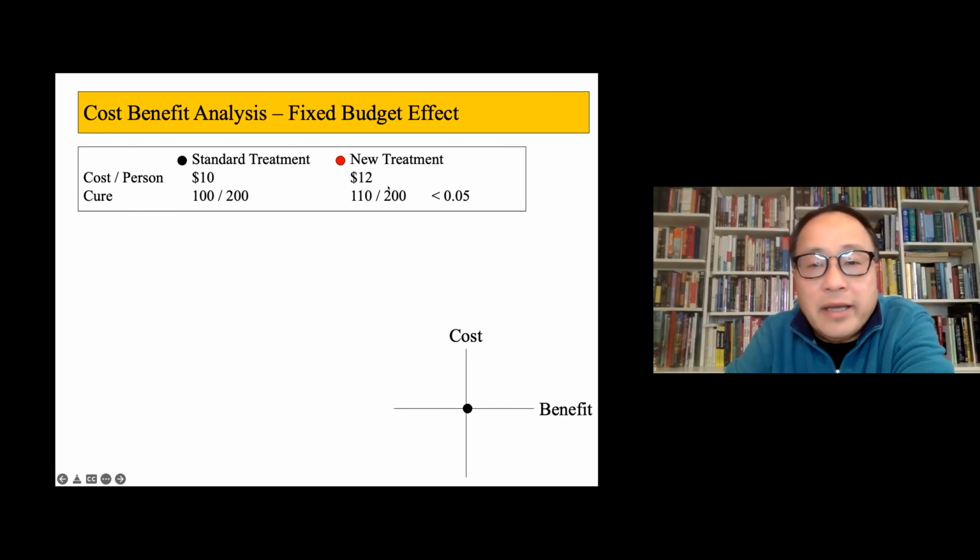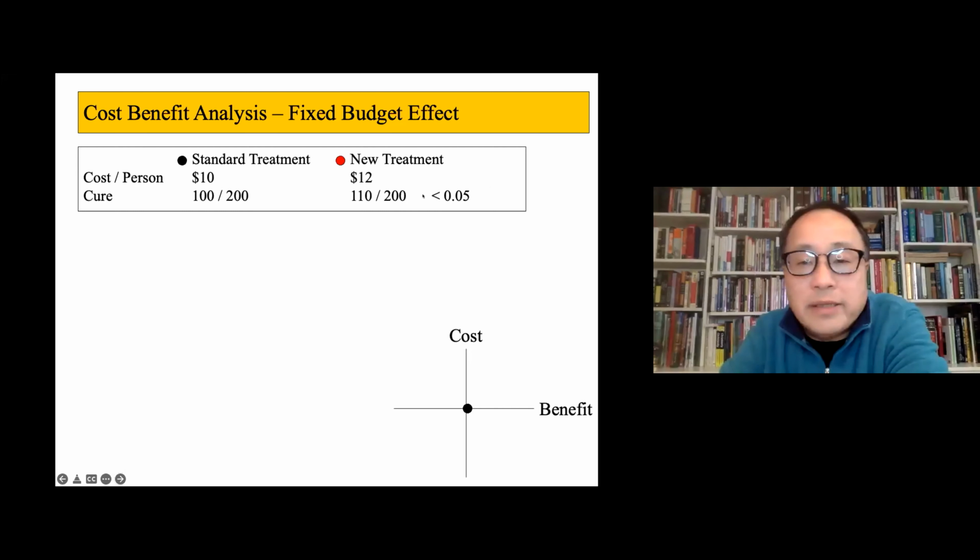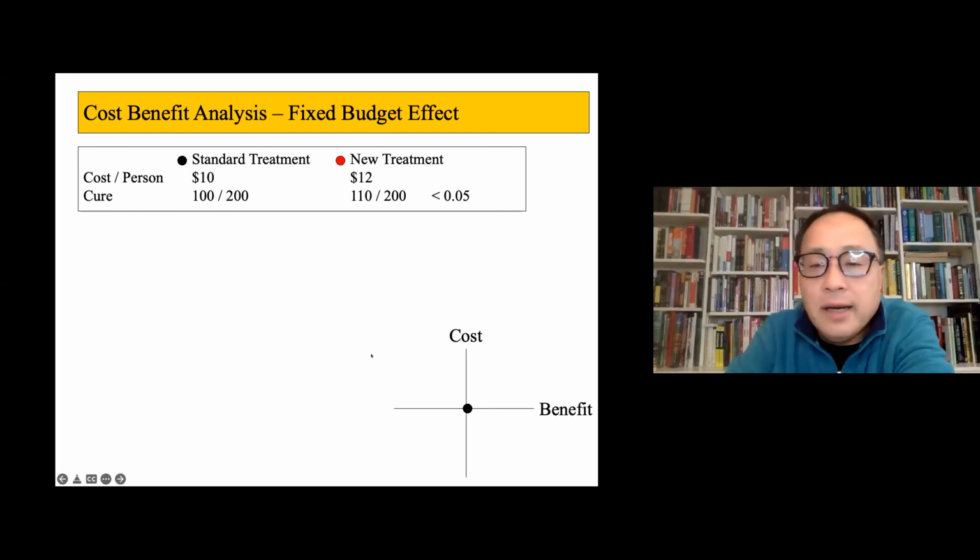So if you think about a new therapy that is more expensive, let's say it costs $12 per person, but it has a somewhat higher cure rate of 110 people out of 200. And let's say a study gets published in the New England Journal of Medicine that says this is a highly significant finding. Then the question becomes, is this new treatment worth applying to this context? And this is the kind of thing that we were wrestling with all the time.